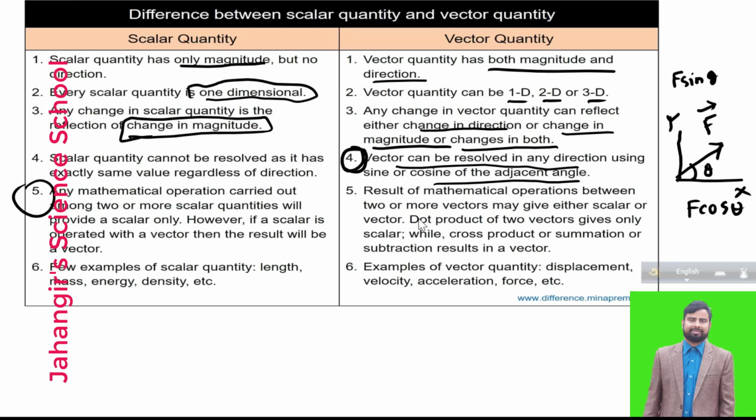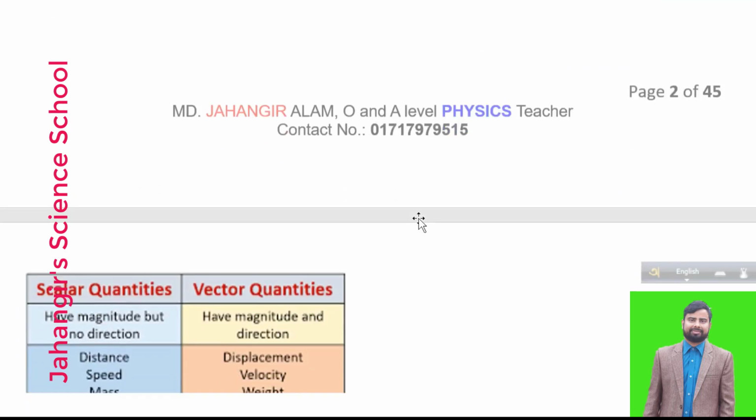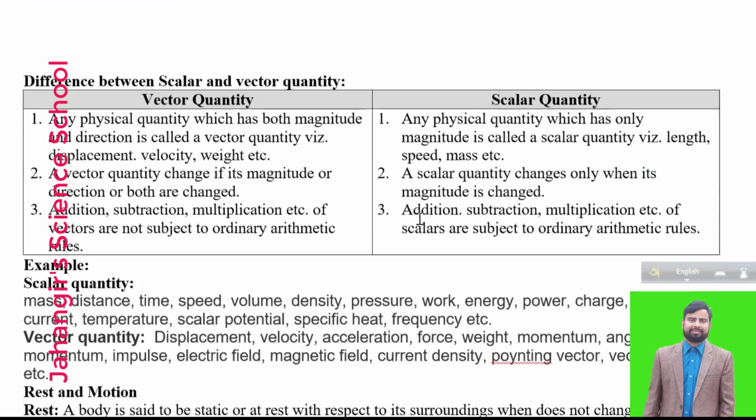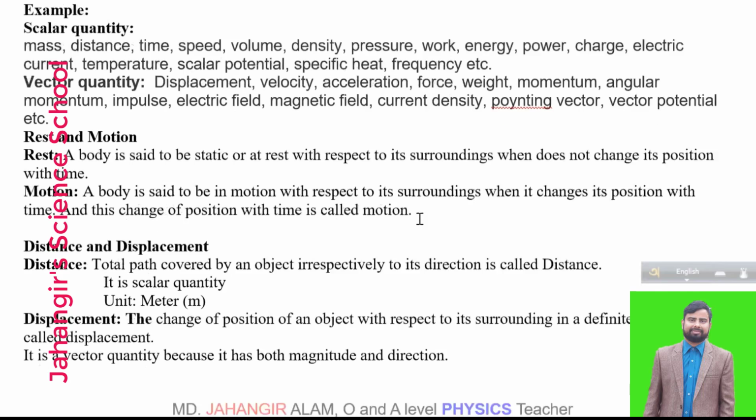There are some examples of scalar quantities like length, mass, energy. Remember, energy and work are scalar quantities. Density also is a scalar quantity. On the other hand, displacement, velocity, acceleration, force are vector quantities. So these are some solid examples of scalar and vector quantities, and the difference between scalar and vector.